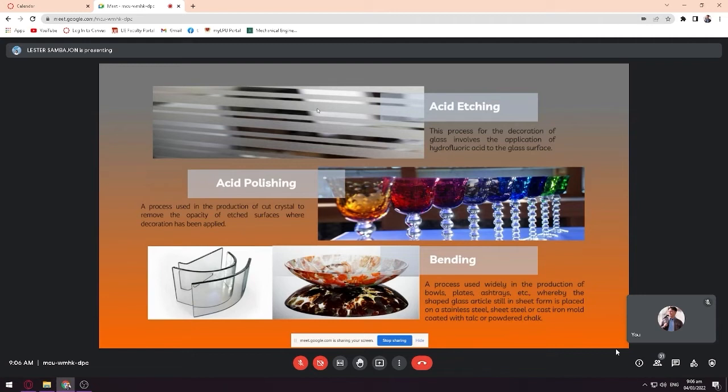Next would be the bending. Bending is a process used widely in the production of bowls, plates, or ashtrays, and so on. Now, whereby the shape of the glass, which may be pre-printed, still in sheet form, is placed on a stainless steel or a sheet steel or a cast iron mold coated with talc or powdered chalk. Now, the temperature is increased until the glass sheet sinks into the shape of the mold.